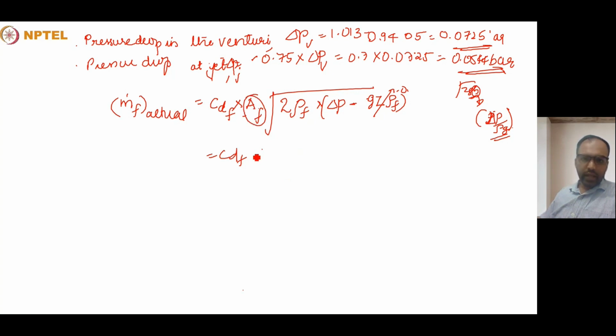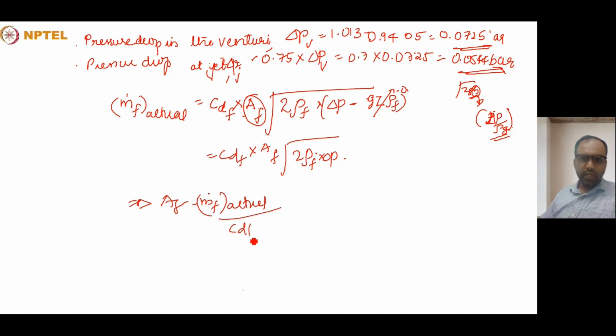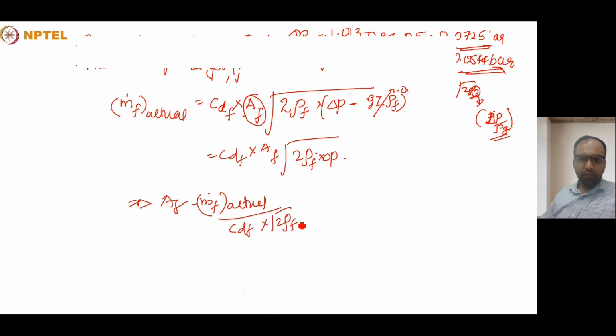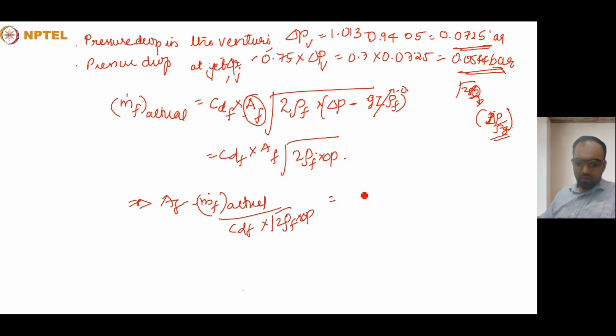We need to calculate the area of the orifice, using the root of Q rho F into delta P. So A_F is equal to the actual mass flow rate of the fuel divided by C_DF into root of 2 into rho F into delta P. The mass flow rate is given as 0.4 kilogram per minute, so 0.4 divided by 60 kilogram per second.